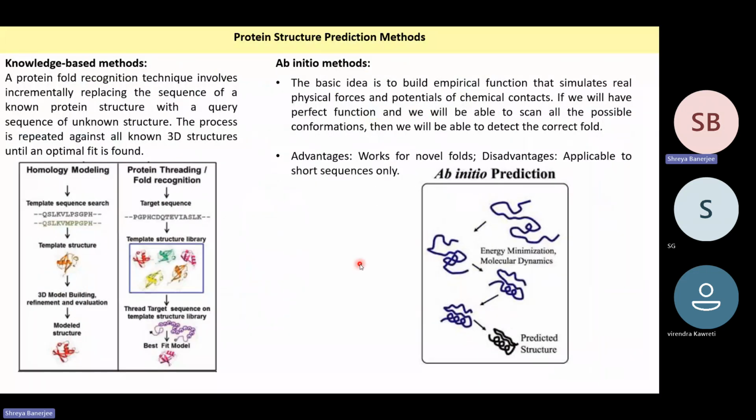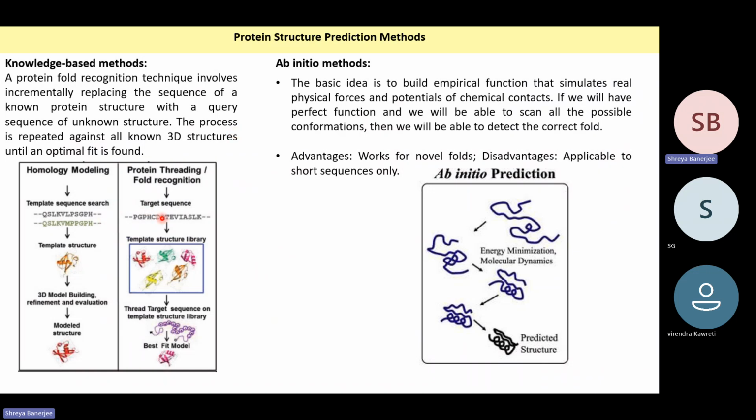So there are certain methods which predict protein structure. One is knowledge-based methods, where a protein fold recognition technique involves incrementally replacing the sequence of a known protein structure with a query sequence of unknown structure.